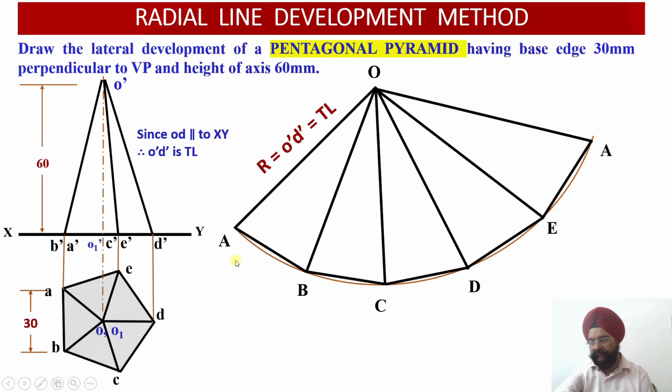You start from A, B, C, D, E, and then A. Just see, I start cutting from A: A, B, C, D, E, and then A, so that I am ending up at the same point. So this is the development of my pentagonal pyramid using the radial line development method.